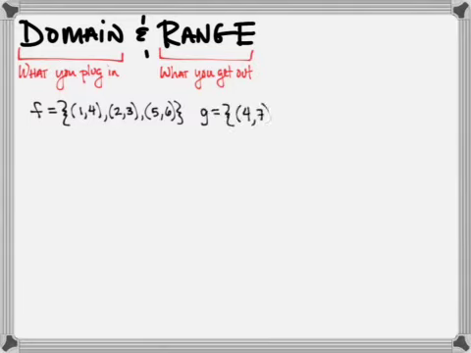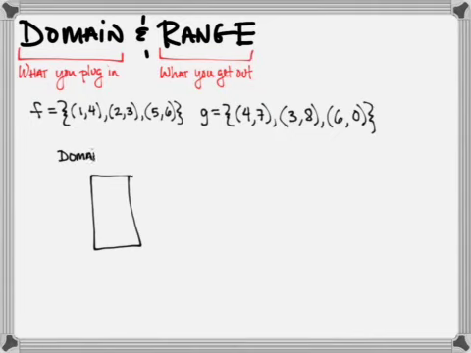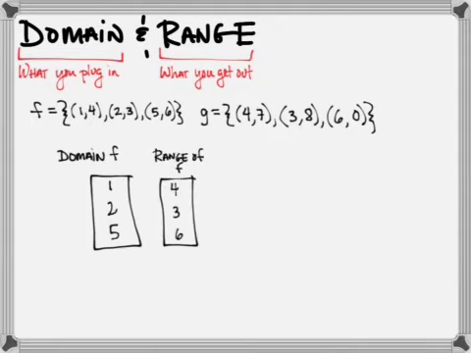And we have another function g, where I put in 4, get out 7, put in 3, get out 8, put in 6, get out 0. If I was to look at the domain of f, those are the numbers I put in, in this case, 1, 2, and 5. And I look at the range of f, so what I get out: 4, 3, and 6. I have a mapping: 1 goes to 4, 2 goes to 3, 5 goes to 6.